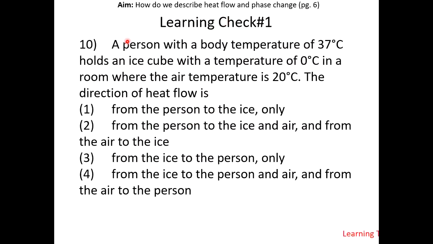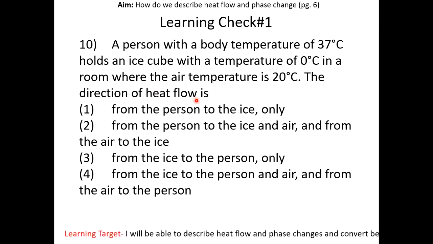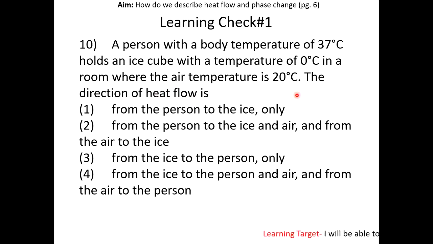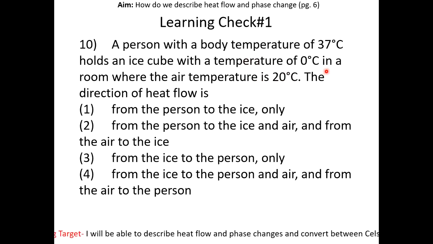Learning check number 1. A person with a body temperature of 37 degrees Celsius holds an ice cube with a temperature of 0 degrees Celsius in a room where the air temperature is 20 degrees Celsius. The direction of the heat flow is what? Pause the video and resume once completed. Heat flows from hot to cold, from a higher temperature to a lower temperature. So therefore, the heat will flow from the person to the ice cube and the air, and from the air to the ice cube. Answer is choice 2.